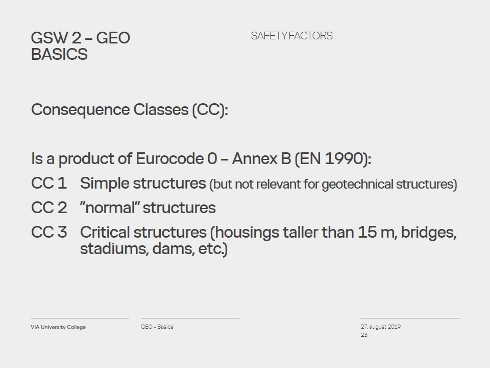The consequence class is a product of the Eurocode 0. We have CC1 for simple structures. However, they're not relevant for geotechnical structures. So in geotechnical engineering, we are only working with CC2, normal structures, or CC3, critical structures. These could be houses taller than 15 meters, bridges, stadiums, dams, or very critical structures where failure consequences would be extremely severe.